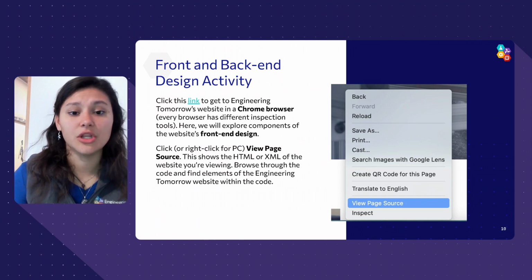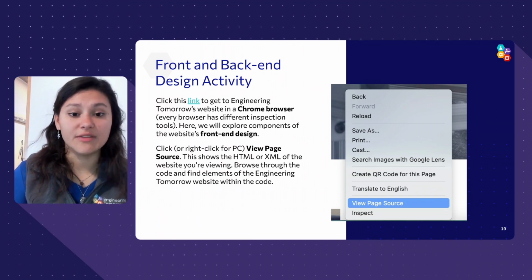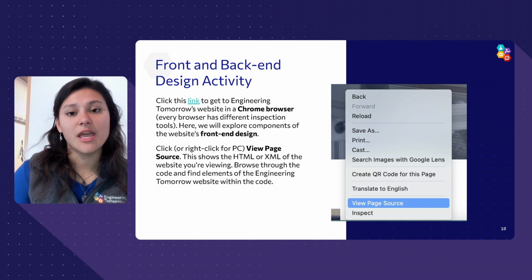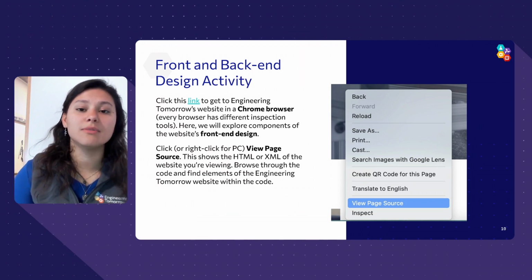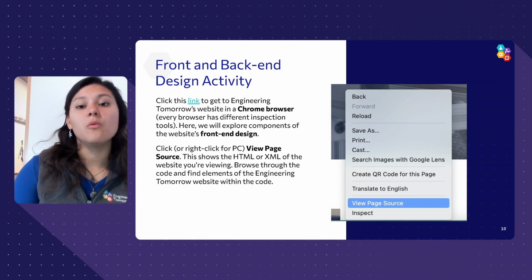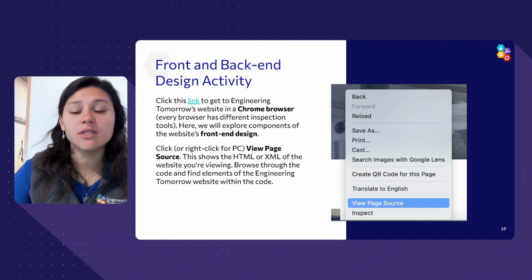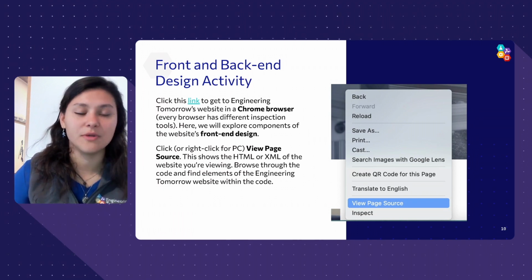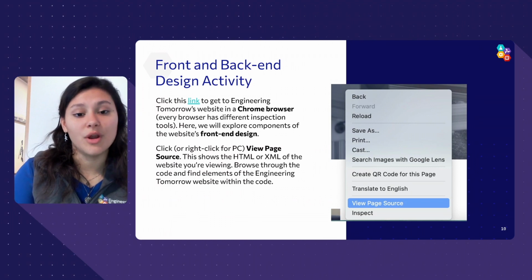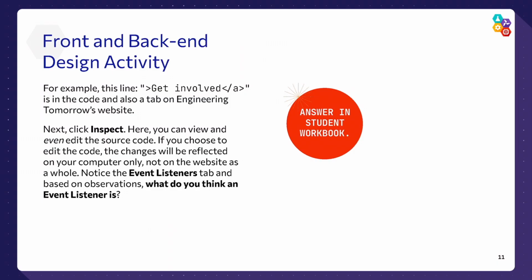And then you guys are going to look at the different lines of code, and any changes that you make will reflect how you see the website on your own computer, but won't change the source code, or the code that helps the website run as a whole for everyone who views it. So you guys are going to actually find this particular line of code, and you guys are going to answer in your student workbook after you click inspect.